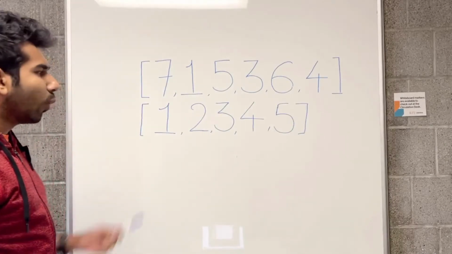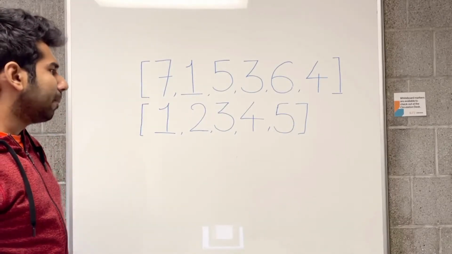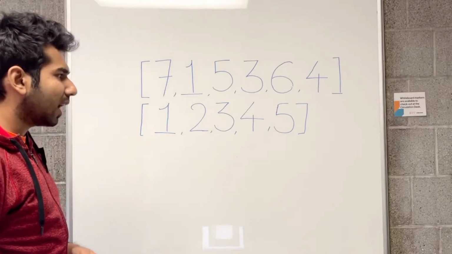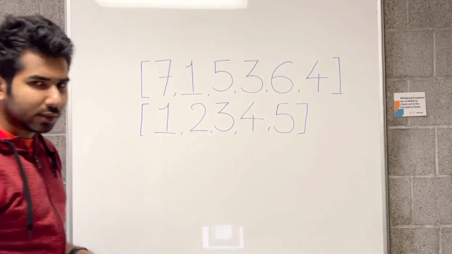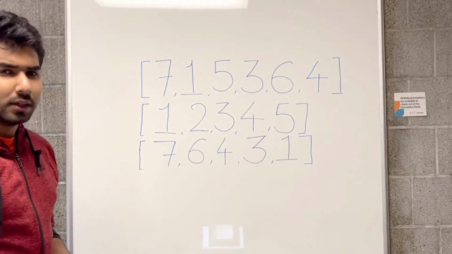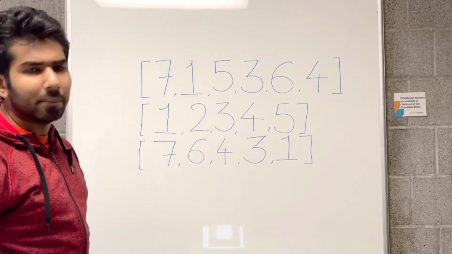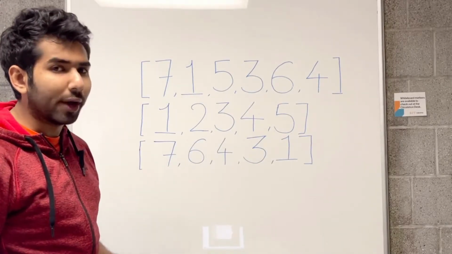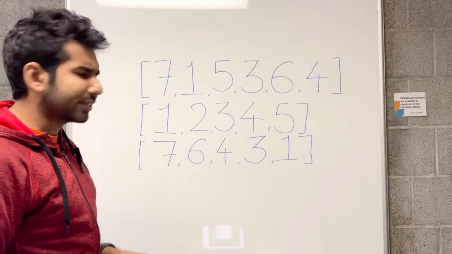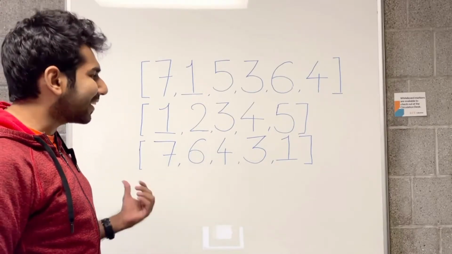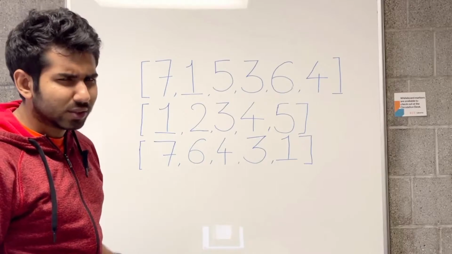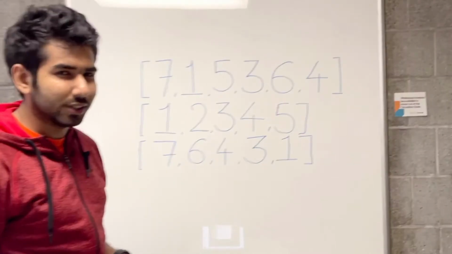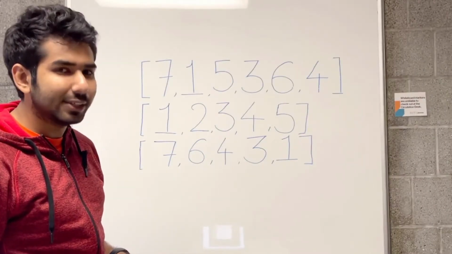Another example, 1, 2, 3, 4, 5. In this example, if I buy the stock at 1, I would sell it at 5. So the total profit will be 4. What do you think would happen in this last example? 7, 6, 4, 3, 1. If you look at the numbers carefully, you will notice that they are in decreasing order. So there is no meaning of buying and selling stock here. The maximum profit will be 0.